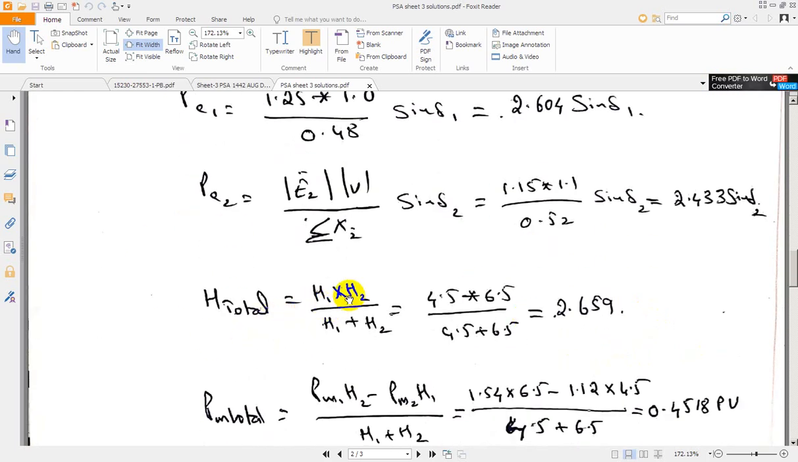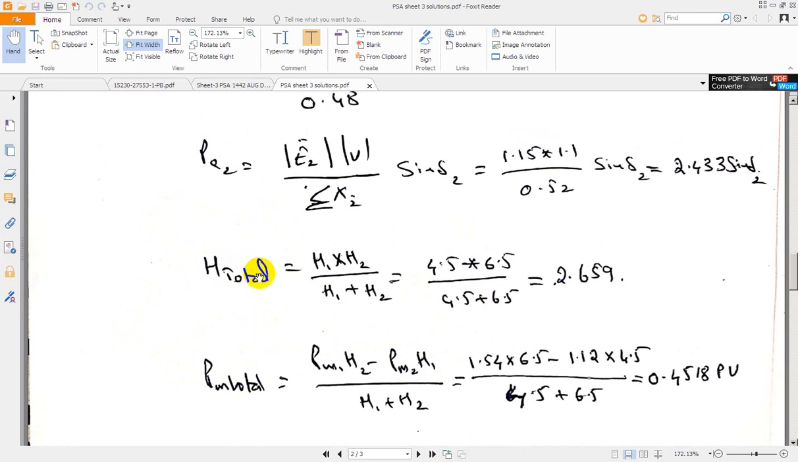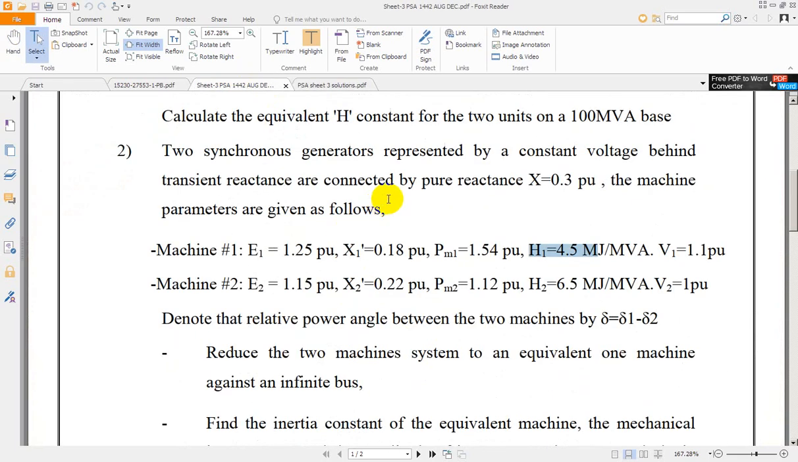H total is equal to H1 into H2 divided by H1 plus H2. H1 value is 4.5, H2 is 6.5. Total we will get it as 2.659. PM total is equal to (PM1 H2 minus PM2 H1) divided by (H1 plus H2). It means the total equivalent input power. What is this value? This is H total. How did we get H total? As they are both coherent machines, H total will be a parallel connection, H1 into H2 divided by H1 plus H2. We got this. Now check the value.